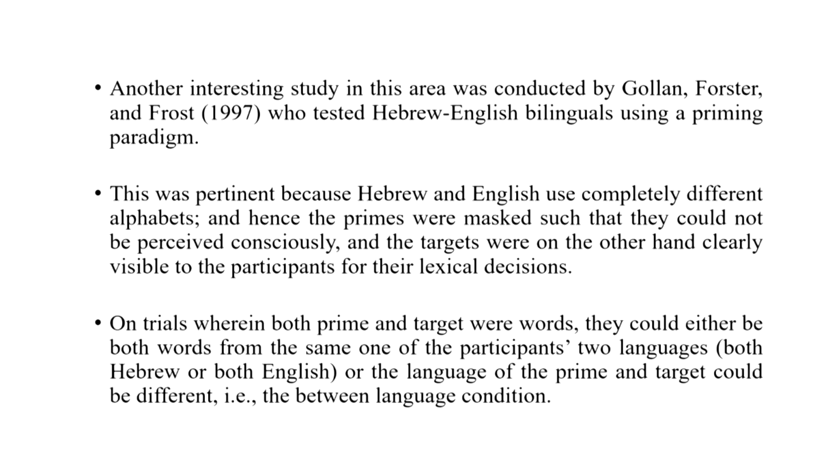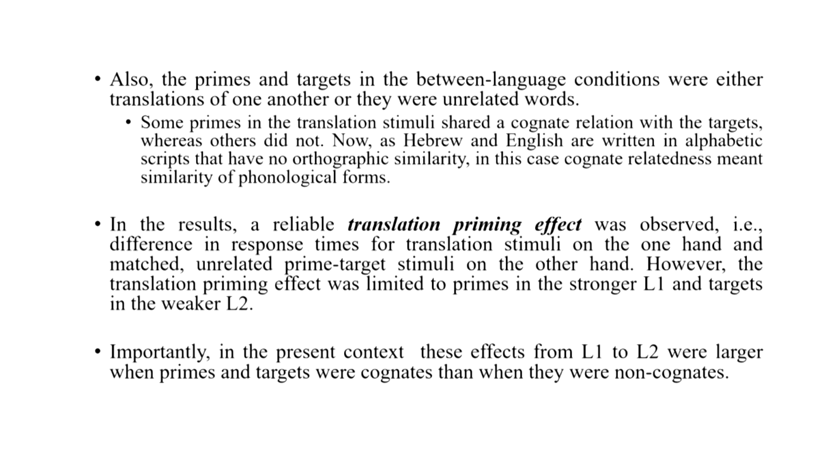Targets, on the other hand, were clearly visible to the participants, for which they had to make lexical decisions. On trials wherein both the prime and target were words, they could either be both words from the same language, which is the same language condition, or the language of the prime and target could be different, which would be the between language condition. Also, the primes and targets in between language conditions were either translations of one another or they were unrelated words. So, for example, you could use a word as a prime and its translation in another language as a target. Again, they have both semantic overlap as well as orthographic overlap.